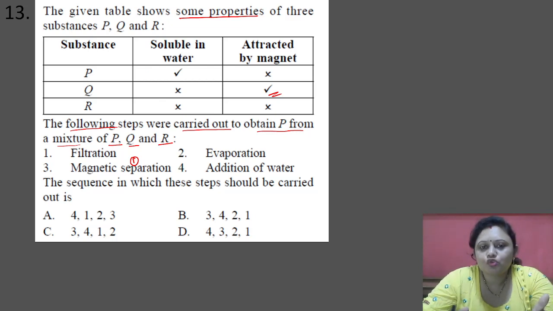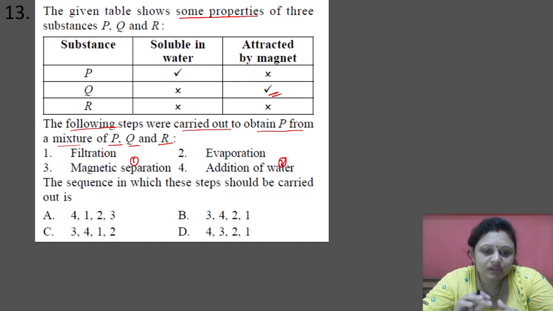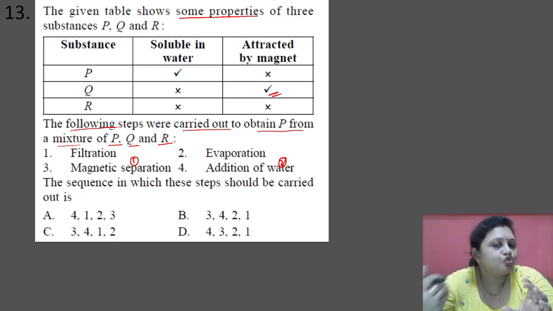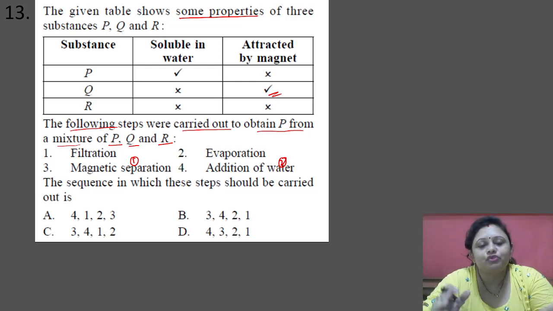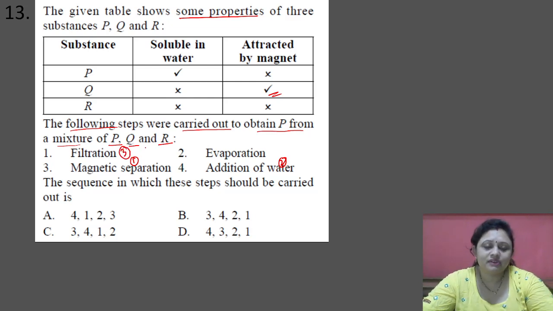So what we can do? We have to do the solubility check. And how can we do that? Just add some amount of water. So the next thing we will do is the addition of water. After addition of water, P will be soluble in water, and R won't be soluble. If something is not soluble in a solution, how to separate it? We have to filter it. So the next process that we should follow is filtration.